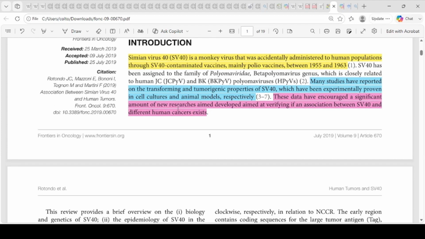So just as a preview, there's a lot of different studies in humans where they basically take a sample of cancerous tissue and then look to see if they can detect simian virus 40 inside that tumor. And many times they can. So it seems that there is a strong association between this virus and human cancer.